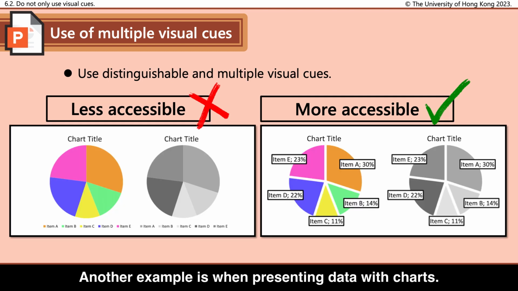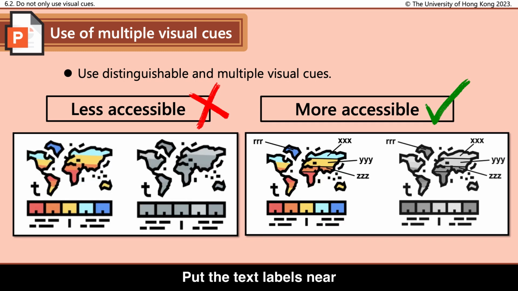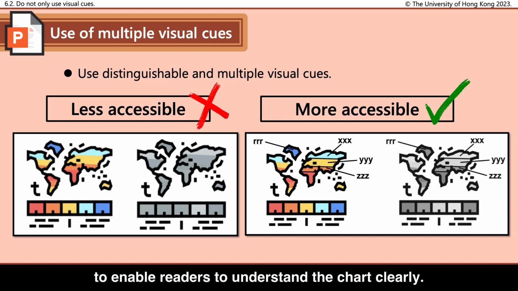Another example is when presenting data with charts. It is recommended to use color, pattern, and text labels to identify each pie section of the pie charts. Put the text labels near or directly on the corresponding pie section to enable readers to understand the chart clearly. Do not put all the text labels below the chart.